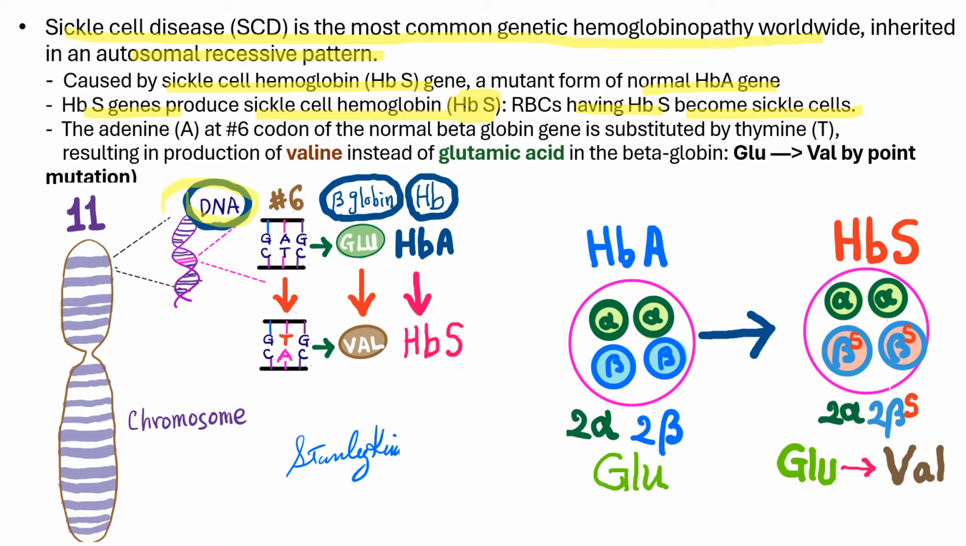In the DNA of the beta globin gene in chromosome 11, at codon number 6, the nucleotide base adenine is substituted by thymine, resulting in production of valine instead of glutamic acid. So the hemoglobin having normal glutamic acid is hemoglobin A, but the hemoglobin having valine instead of glutamic acid is a mutant hemoglobin S. Please look at this picture. Hemoglobin A has 2 alpha globin and 2 beta globin. But hemoglobin S has 2 alpha globin and 2 mutated beta globins in which the glutamic acid was replaced by valine.